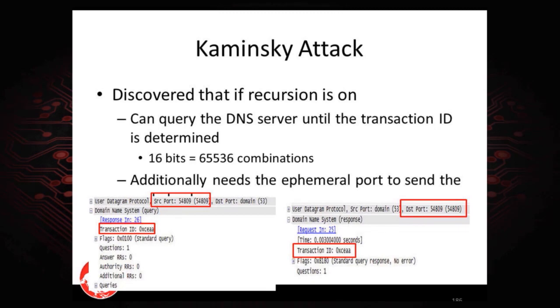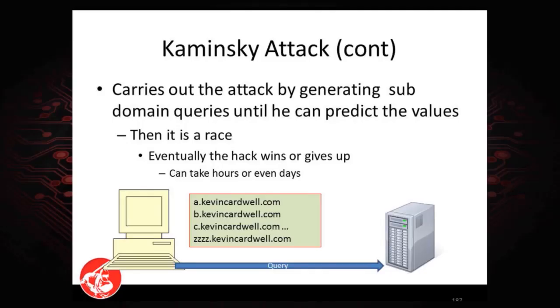I can go through every possible combination in a pretty short time in a modern day computer. So once I predict these two things, the ephemeral port and the transaction ID, I can send out a response to that actual query and poison the DNS. And we do it by generating subdomain queries until I can predict the values. When you think about it, this is because recursion's on.